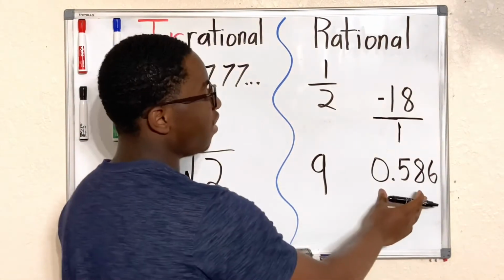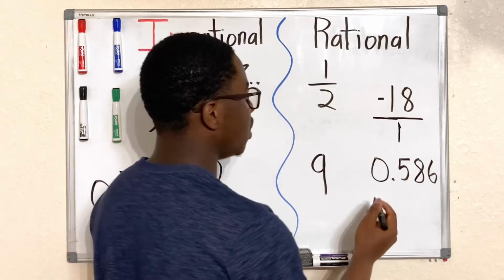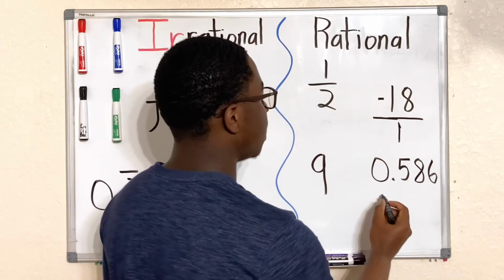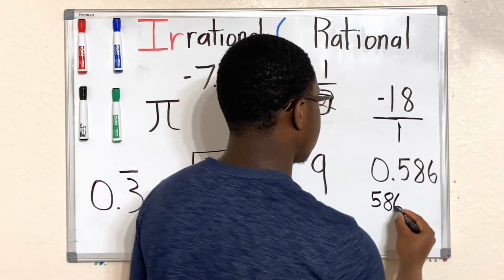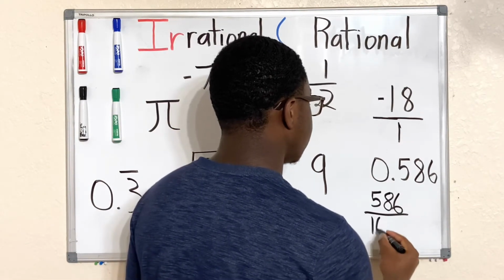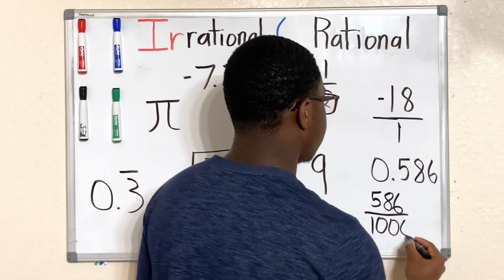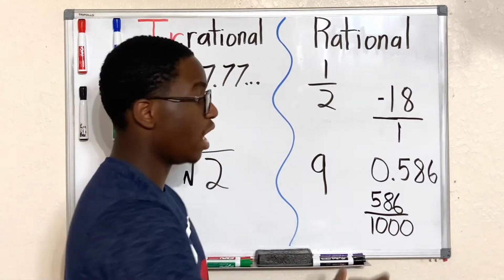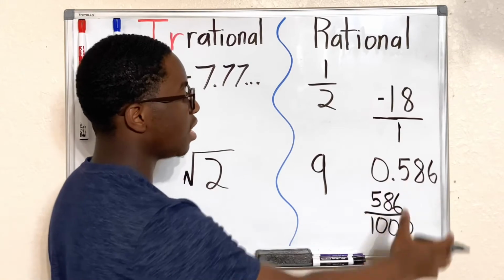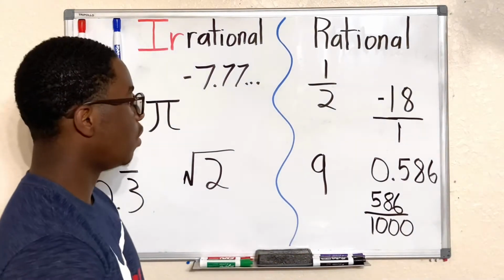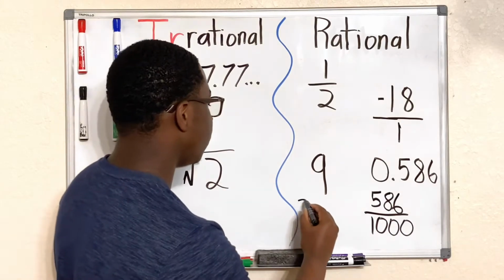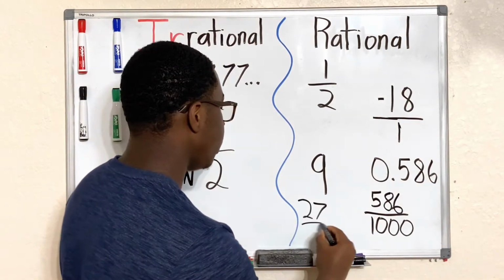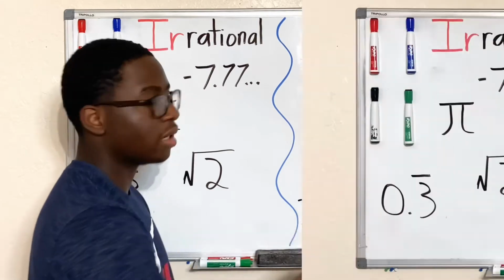How about 0.586? Well, we can also represent that as 586 over 1,000. So 586 divided by 1,000 will actually get you 0.586. Well, what about 9? Well, we can represent 9 by 27 over 3, because when you divide 27 by 3, it'll get you 9.